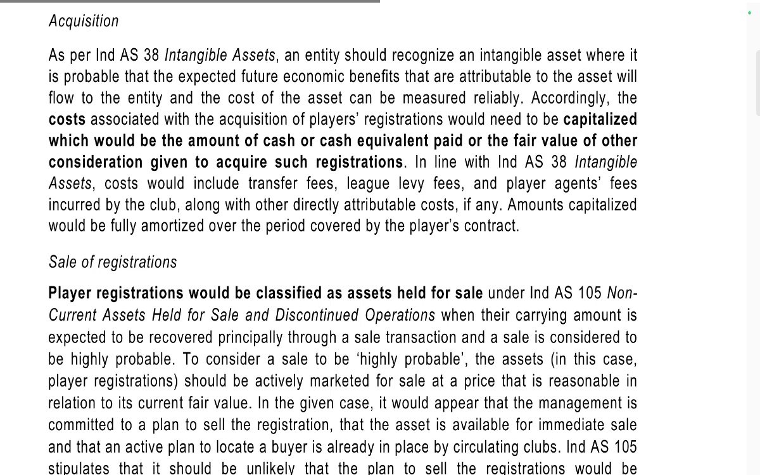In line with NDA 38 Intangible Assets, costs incurred would include transfer fees, league fees, and player agent fees incurred by the club, according to the general attributable cost. Any amount capitalized would be fully amortized over the period covered by the player's contract.